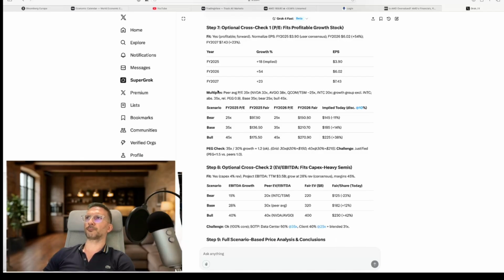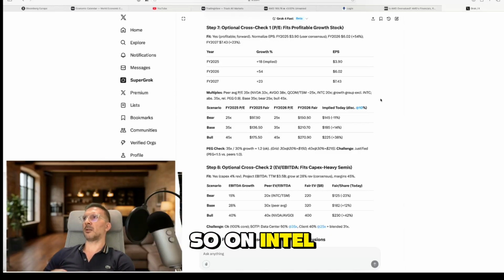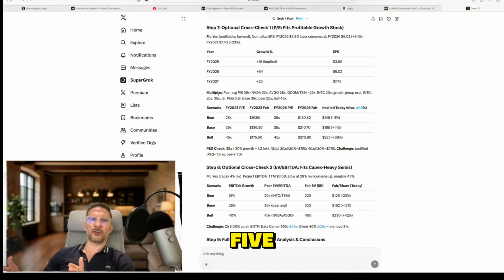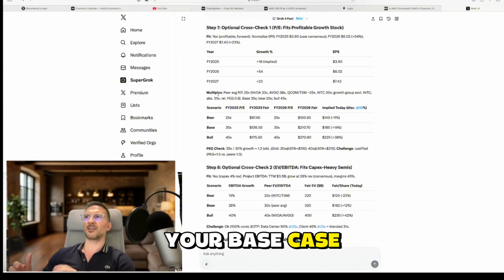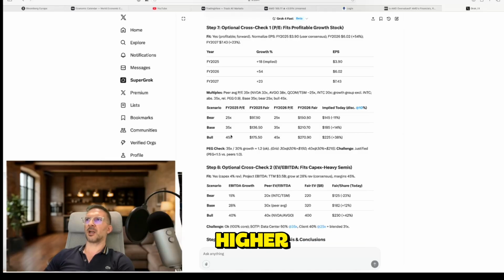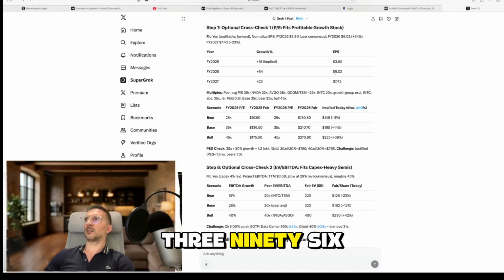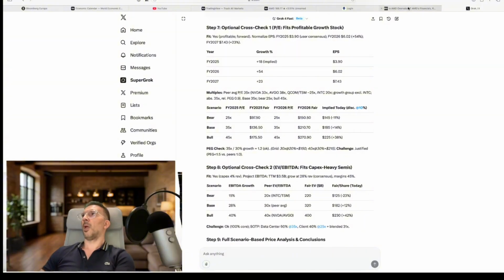The base case is the average PE of the peer group: NVDA, Broadcom, Qualcomm, TSMC, and so on, Intel. Then you have the average of 35, and your average peer group is your base case valuation. The bear case is slightly lower, and the bull case slightly higher. You can see I'm shocking lower and higher. Then your earnings per share estimate is here.